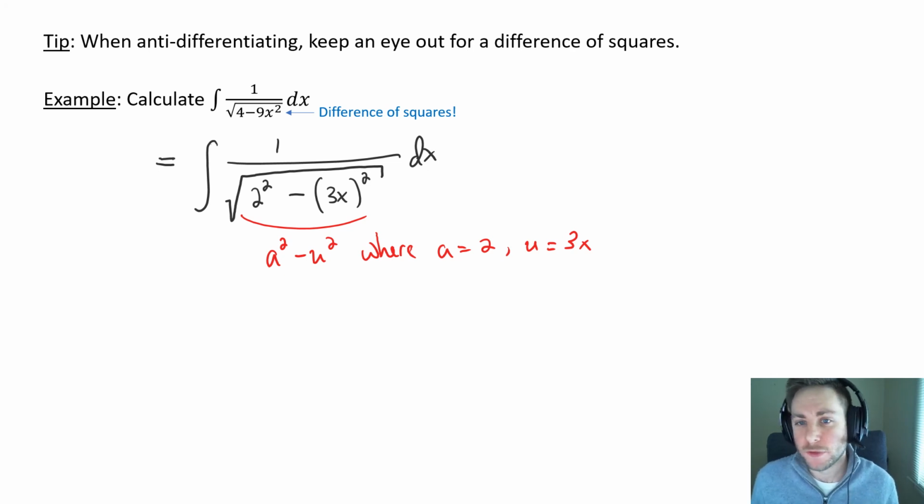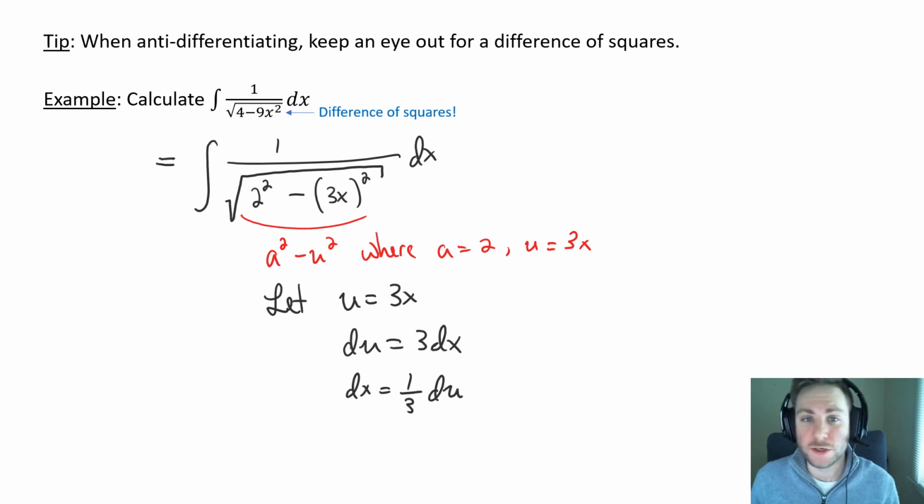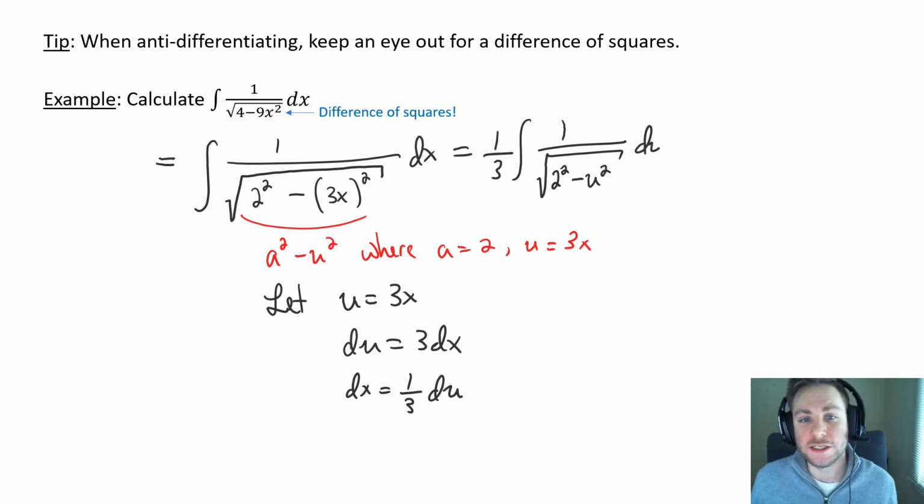Just be careful. If we want to think of 3x as u, then it's necessary to actually perform a substitution and keep track of the impact this has on dx. So calculate du and use that to figure out what dx is equal to, as usual. And after doing that, we can now express our integral as 1 over root 2 squared minus u squared, and dx is now 1/3 du. This successfully expresses our integral in a way that exactly matches the formula I provided earlier.